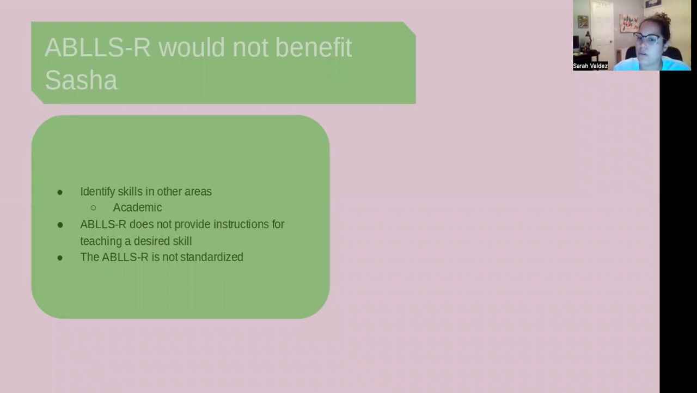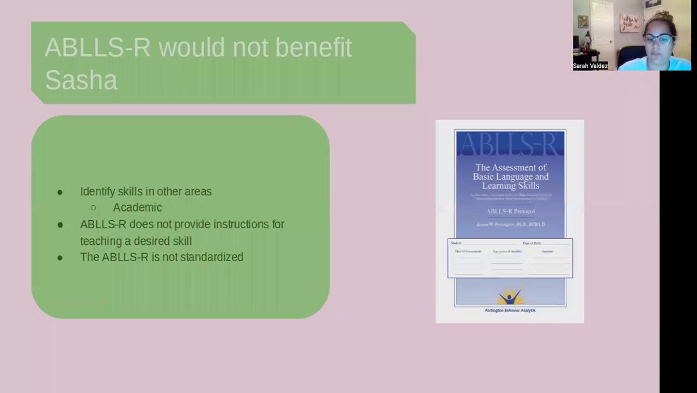For the ABLES-R, why we wouldn't recommend it for Sasha are a couple of points right here. So first of all, the assessment does focus on academic skills, and right now she's 4 years old, so we don't need to focus on that right now. The ABLES-R also doesn't provide instruction for teaching desired skills, and that is crucial right now for her age range. Since she does lack social skills, we really need to know how to target those areas to help her growth. And the ABLES-R is also not standardized, so the child's performance in an area cannot be compared to any age group.